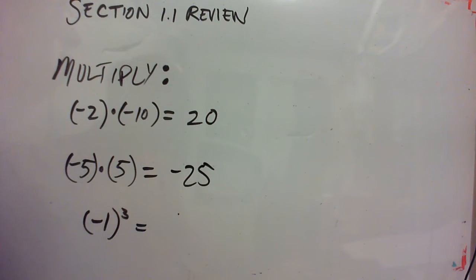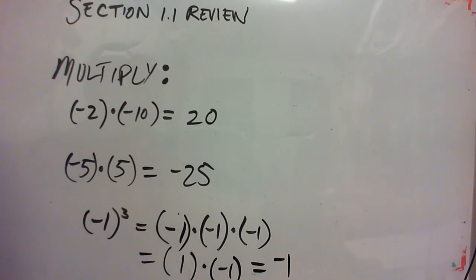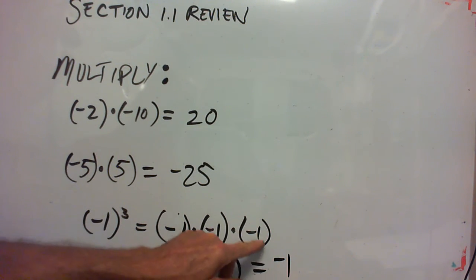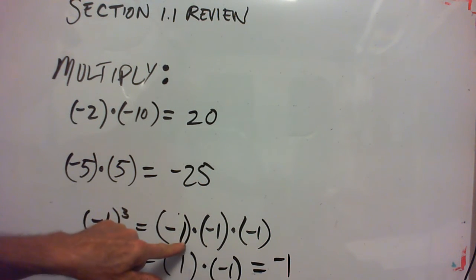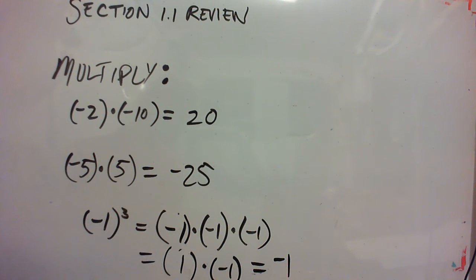Now see if you can figure out the third problem. So -1 cubed, we take -1 times -1 times -1. The first two -1s multiply out to +1 times the last -1 makes an answer of -1.